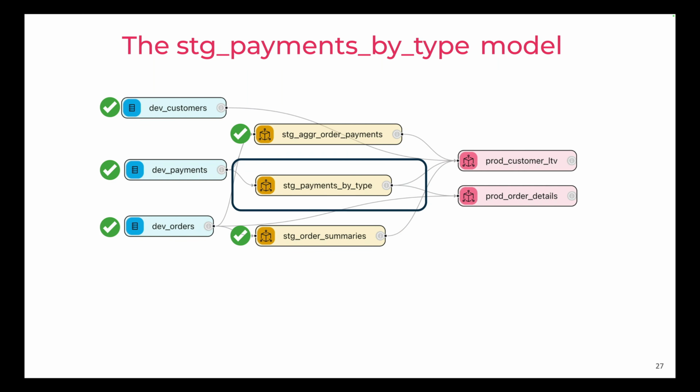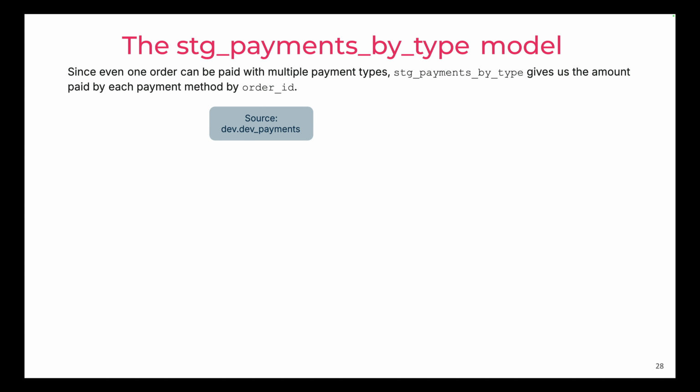Let's look at staging payments by type. Since we know that one order can be paid with multiple payment types, this particular model gives us the amount paid by each method for a particular order ID. The source is dev payments. No joins here. We will create the staging payments by type model in the staging schema.